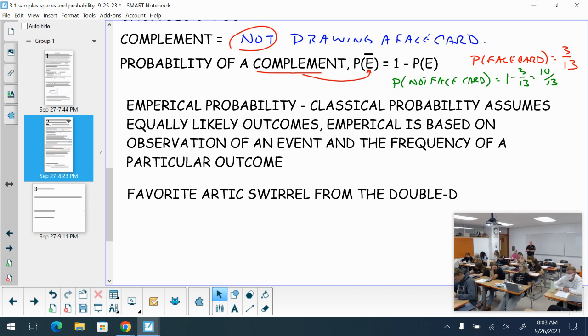We can still use the same basic ideas as in classical probability: favorable outcomes over total number of outcomes. The difference with empirical probability is that each event is not equally likely to occur. We're going to do a survey, and from that survey we can make predictions, but each one of the events in that survey is not equally likely to occur.